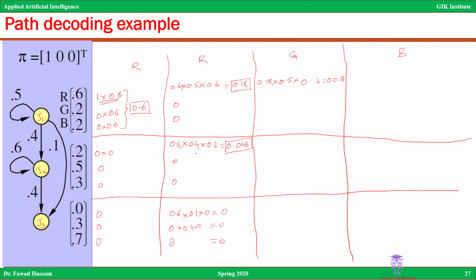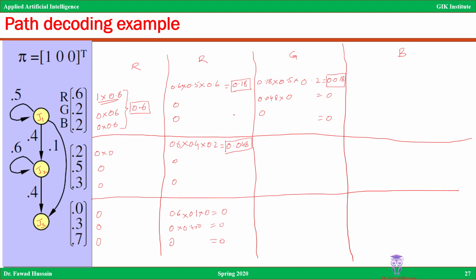And if I'm coming from the second jar, this is 0.048 multiplied by, there's no way I can move from the second jar to the first jar, so multiplied by 0, and similarly here this will be 0. So this will be 0 and this will be 0. So what's the max between these three values? This is the max value.